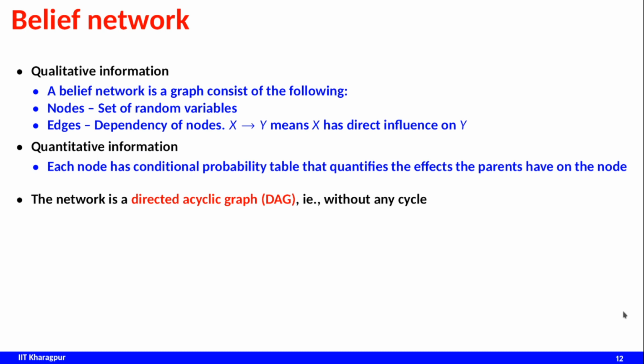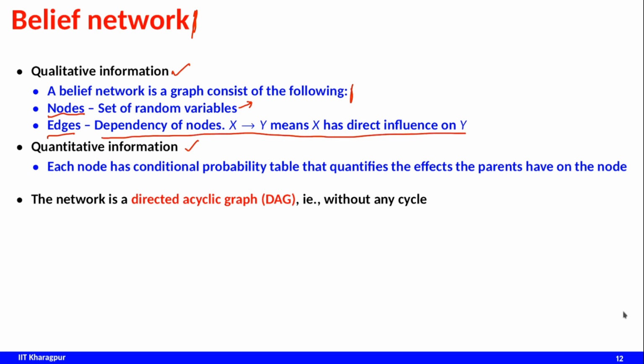Now coming to the important part: once we have this conditional independence and we want to represent a system, we follow these steps, and the whole network that we develop is known as the belief network. What does a belief network contain? It contains two primary kinds of information: qualitative and quantitative. In the qualitative information we represent the whole system as a graph, which has a set of nodes and a set of edges. The nodes represent the set of random variables. The edges basically represent the dependency.